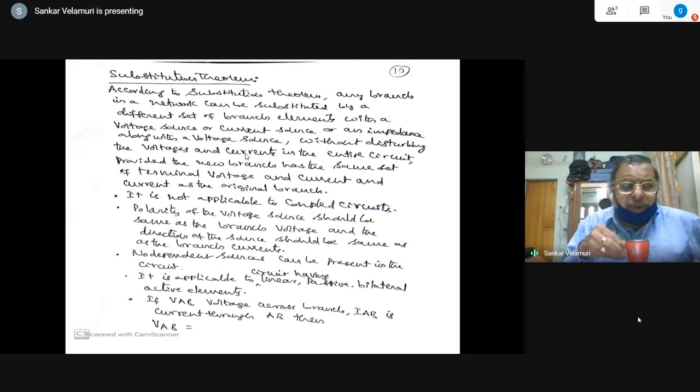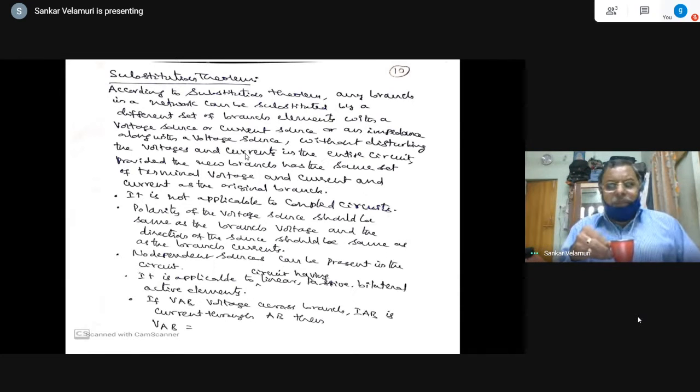Or an impedance along with a voltage source without disturbing the voltage and currents in the entire circuit, provided the new branch has the same set of terminal voltage and current as the original branch. Okay, so this is a typical statement: with a voltage source or a current source or an impedance along with a voltage source, without disturbing the voltage and currents in the entire circuit. That is a condition, another condition: provided the new branch has the same terminal voltage and current as the original branch.